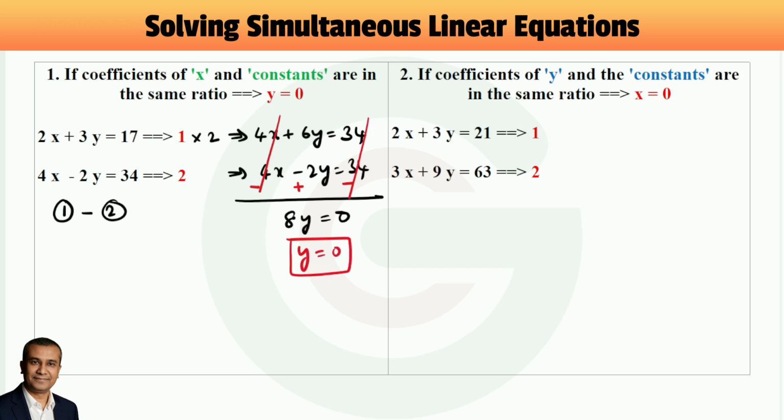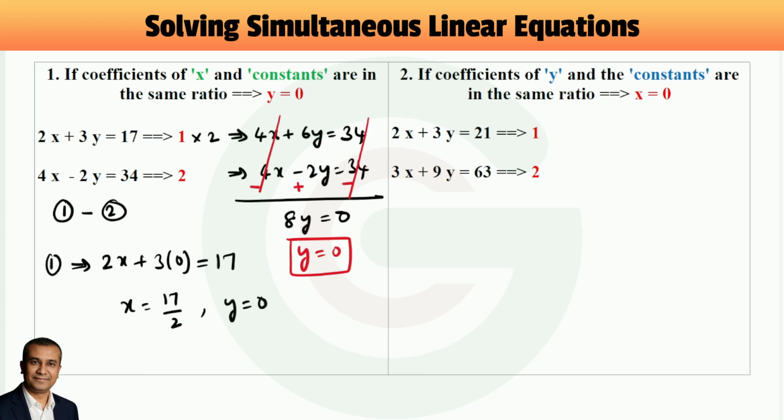So what we can conclude is, in a situation where the coefficients of x and constants are in the same ratio, then we can conclude that y will be equal to 0. So now I can take either equation number 1 or 2 and substitute y is equal to 0. Let us say that first equation I will take. So 2x plus 3 into y, I am putting 0 here, is equal to 17. So I'll get x is equal to 17 by 2. So x is equal to 17 by 2 and y is equal to 0.